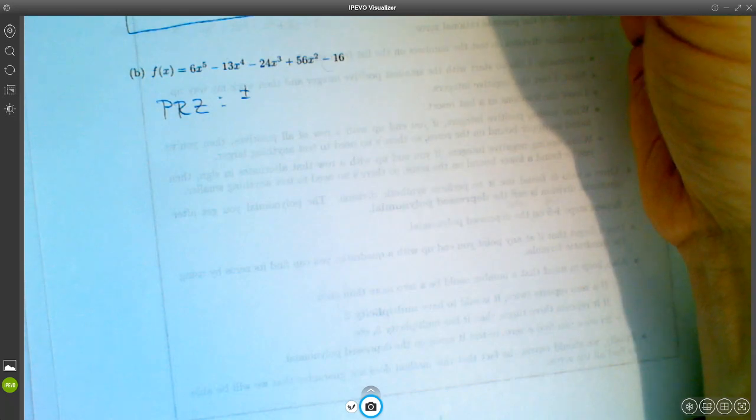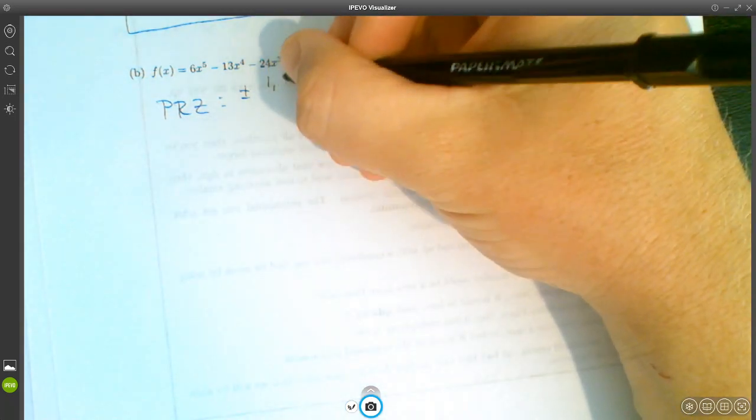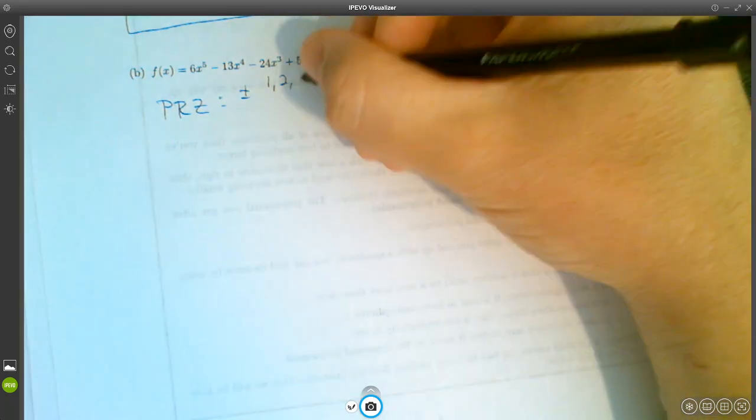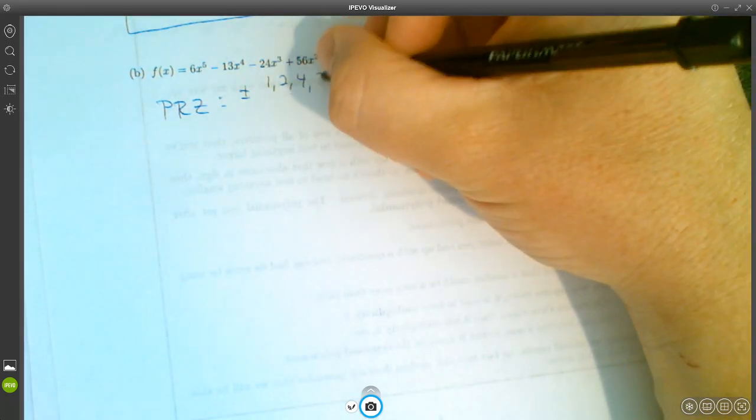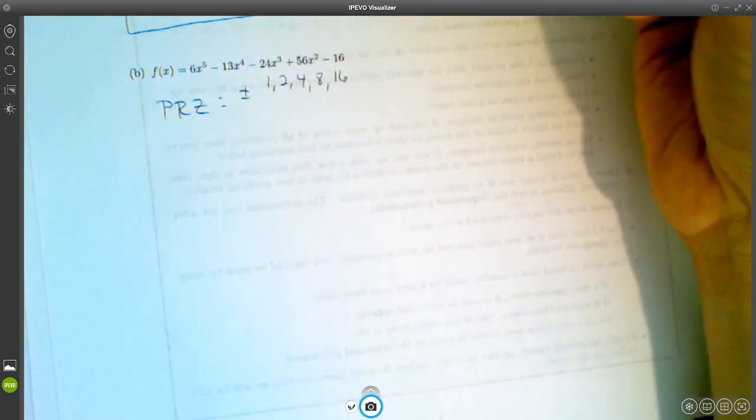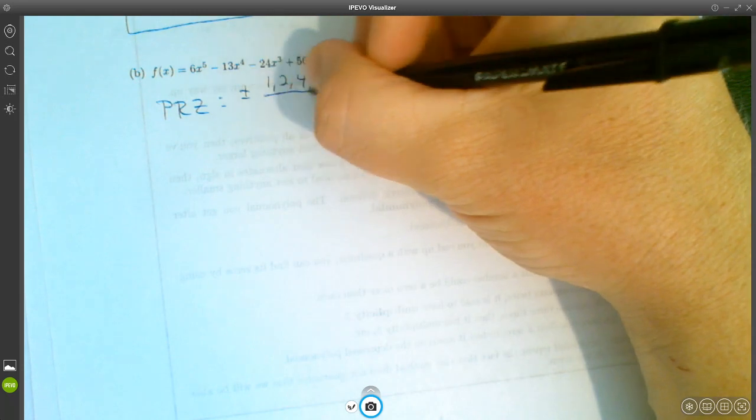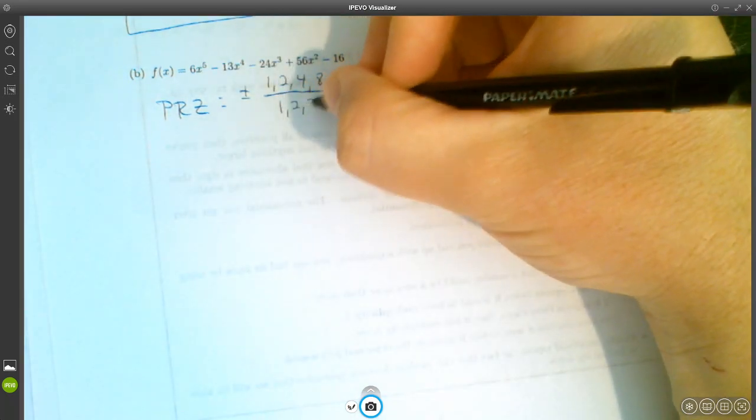This time I think we have a little bit more work to do. Right? Factors of 16 would be 1, 2 goes into 16, 3 doesn't, but 4 does, 5 doesn't, 6 doesn't, 7, 8 does, and then 16 itself does, right? So those are the factors of 16. Factors of 6 are going to be 1, 2, 3, and 6. Holy schmoly, we've got a bunch of these things.